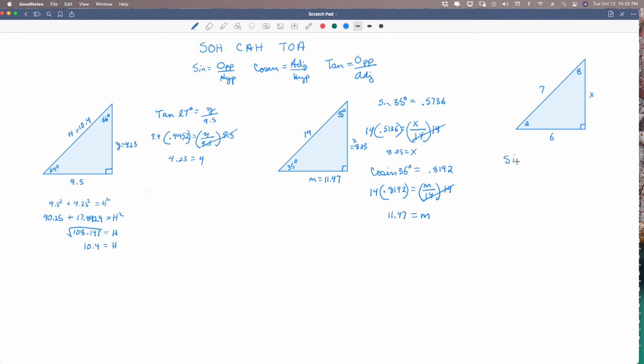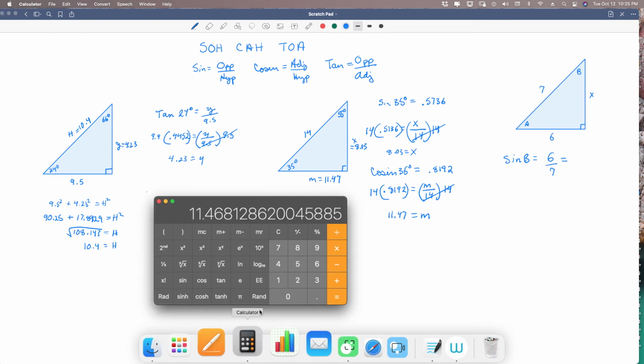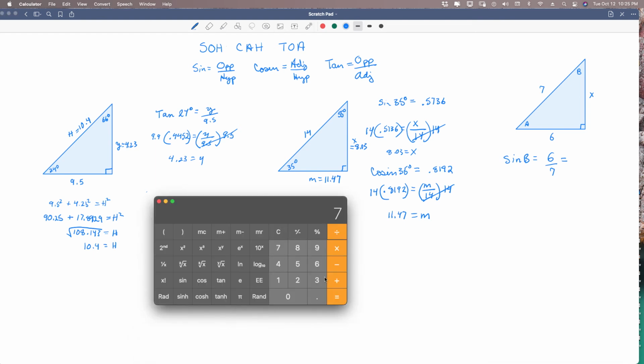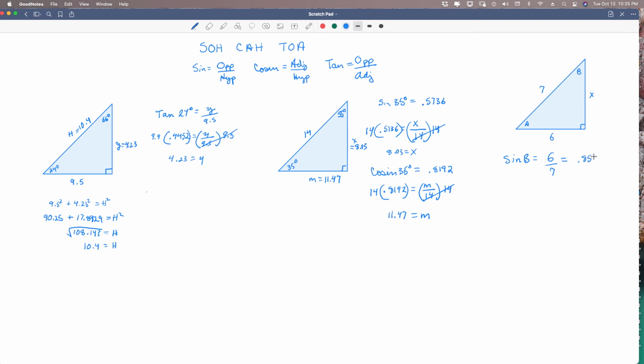If we use the sine of B, the opposite is 6 and the hypotenuse is 7. So we could absolutely do that. So the sine of B is going to equal, let's use our calculator, 6 divided by 7 equals 0.8571. So now we have to find the inverse of this sine.